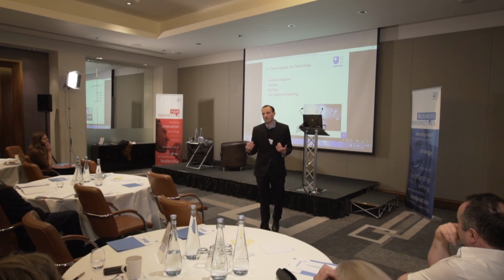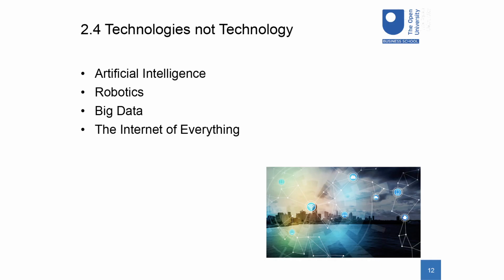Again, what I want to stress is that we are at the beginning of this process, okay? At this stage, these things still work pretty much separately. So for instance, there is no strong interconnection between artificial intelligence and the Internet of Everything. But at the end of the process, the idea is that this will be interconnected.